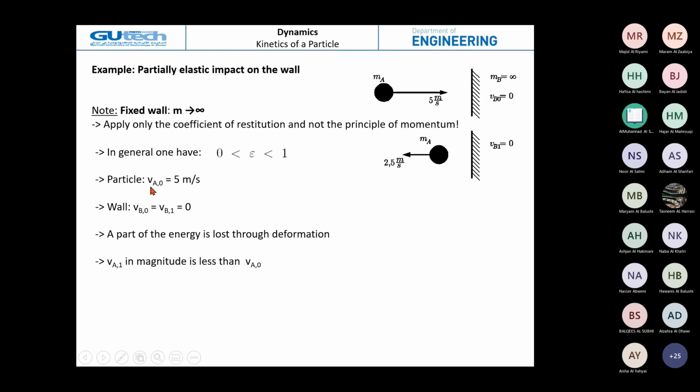The particle's initial velocity is 5 meters per second. The wall's velocity before and after the impact is equal to 0. Now a part of the energy is lost through deformation. VA1 in magnitude is less than VA0. Then, for example, for VA1 equal to minus 2.5 meters per second, we will get the coefficient epsilon equal to the ratio.